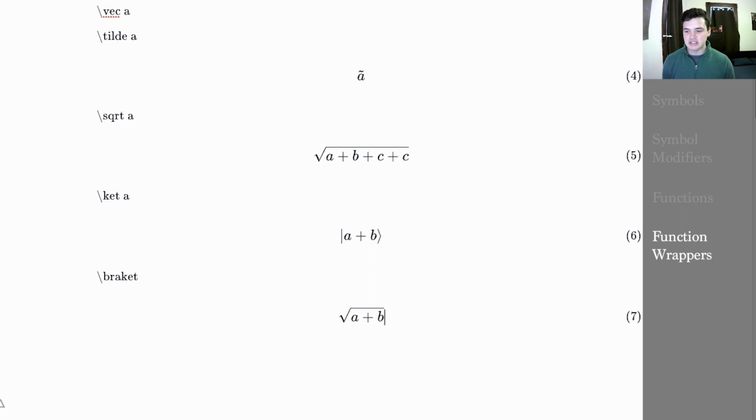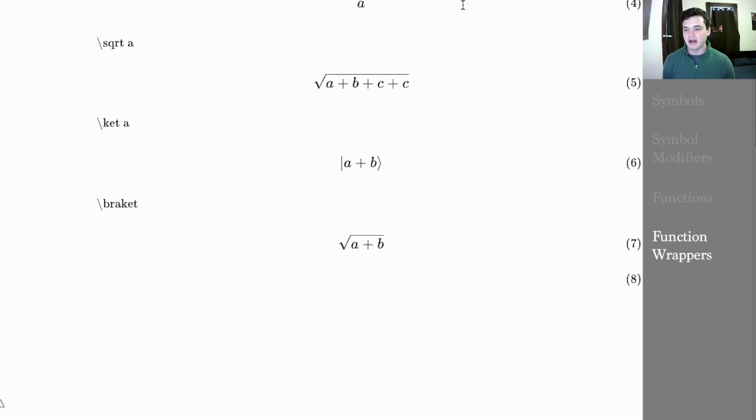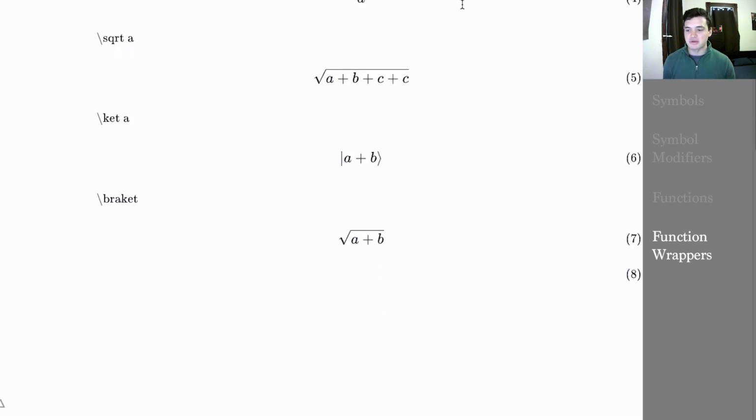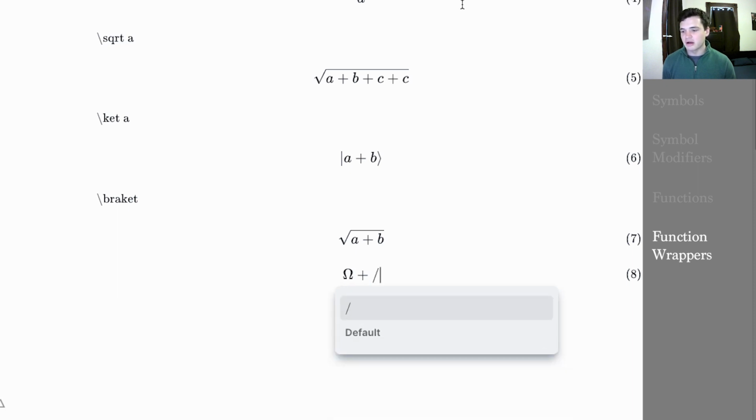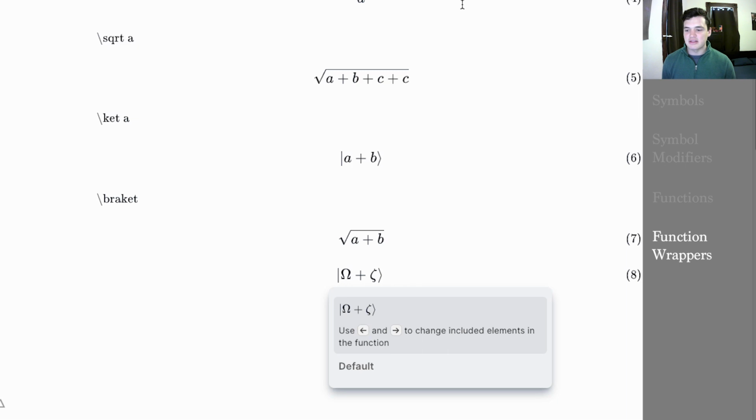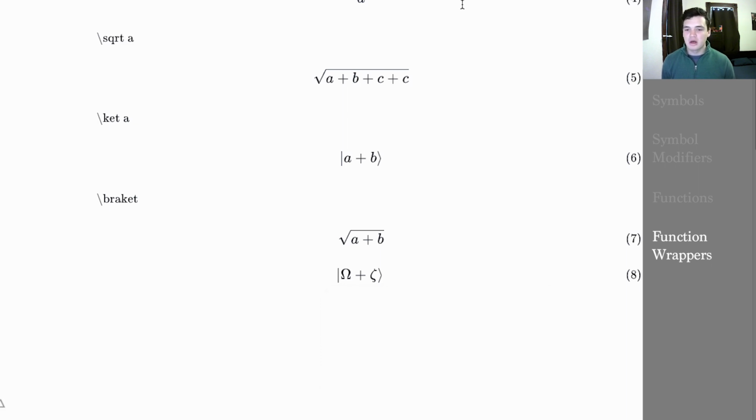And so this basically makes it super easy for me to modify or edit things by wrapping functions around previous symbols. And again, I can do the same thing. Let's say I have something like omega plus zeta, and I want to wrap this inside of a ket, I can just go ahead and type @ket, and this wraps all of the preceding things inside of the ket. And once again, I can just use the left and right arrow key to control what is actually inside of that ket. All right, fantastic.